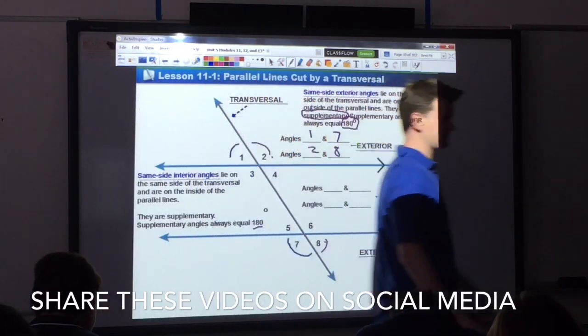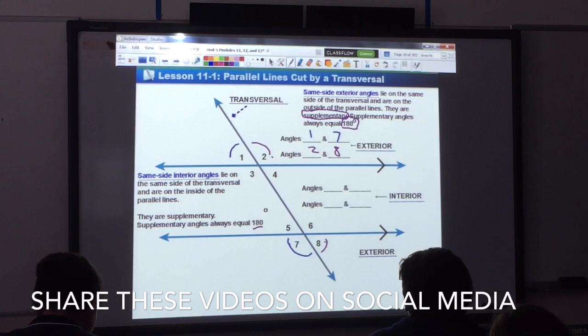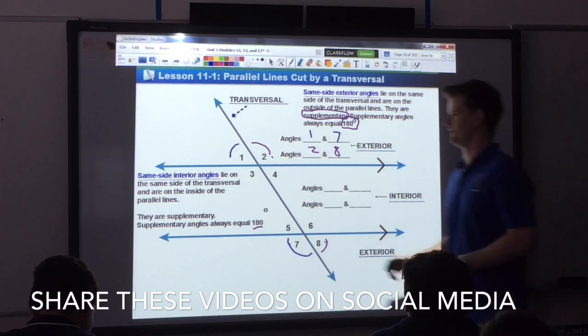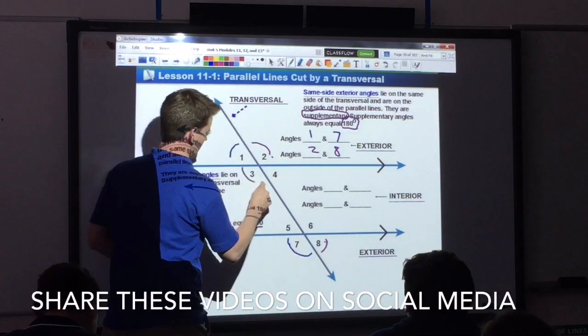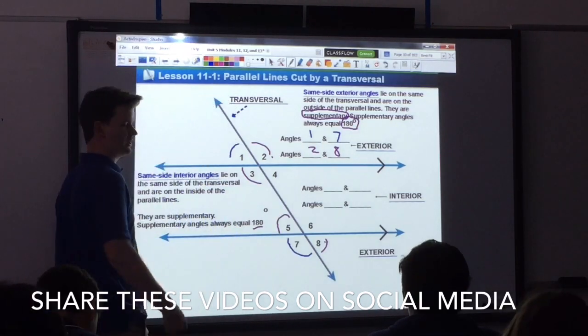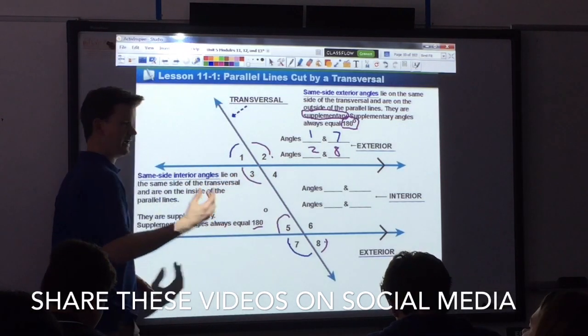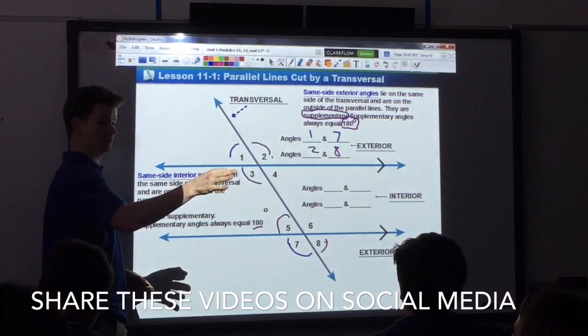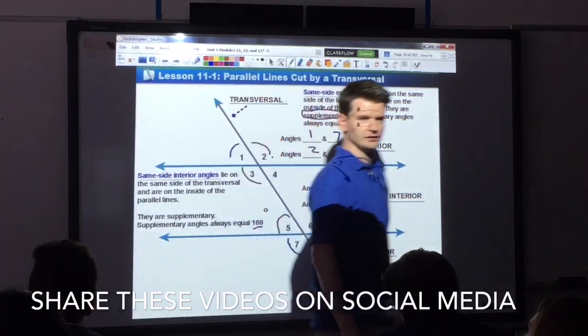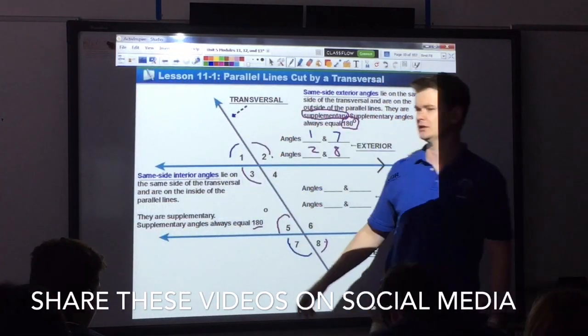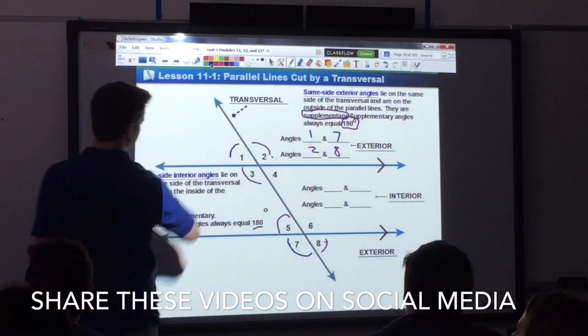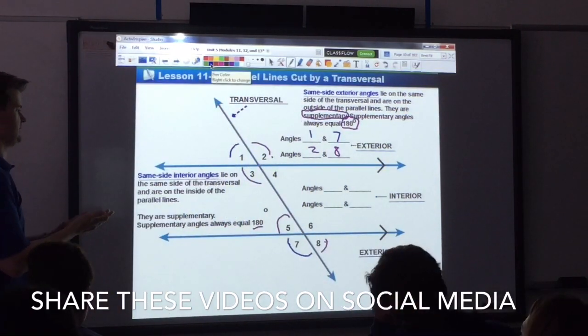Matthew, give me a set of same side interior angles. 3 and 5. Okay? So, same side, inside the parallel lines, you have the obtuse, you have the acute. Together, they would have to equal 180 degrees. Good. And, Connor, what's the last set of same side interior?